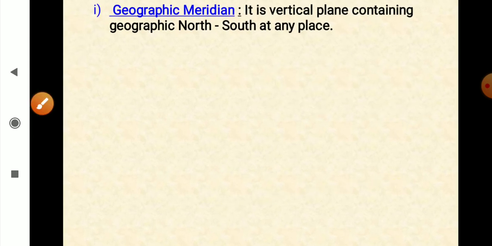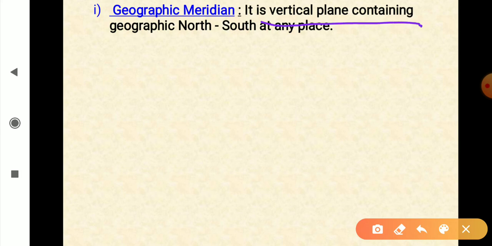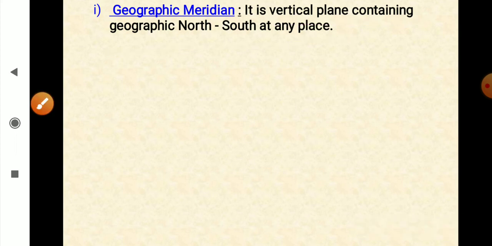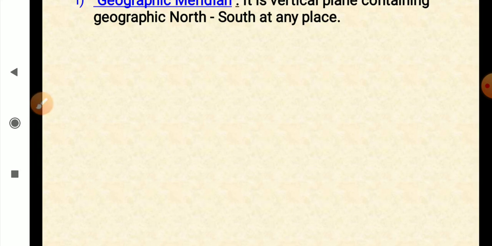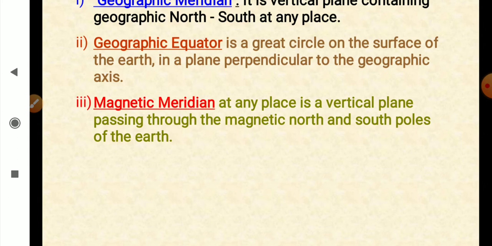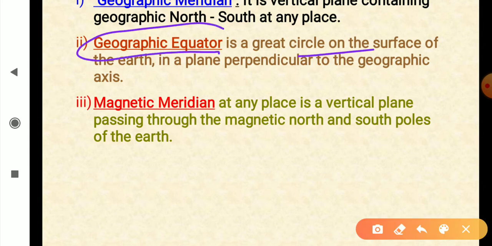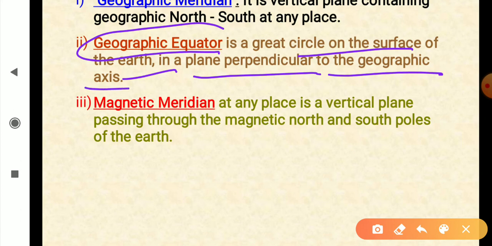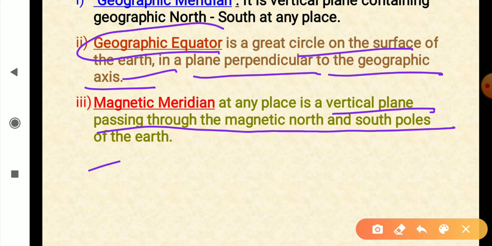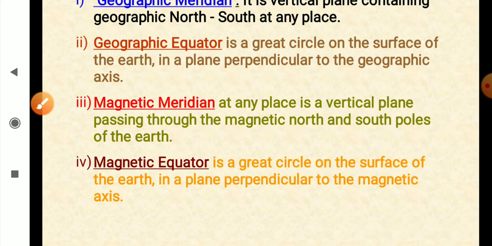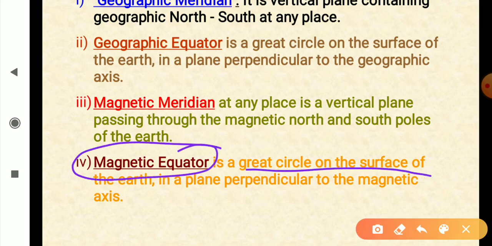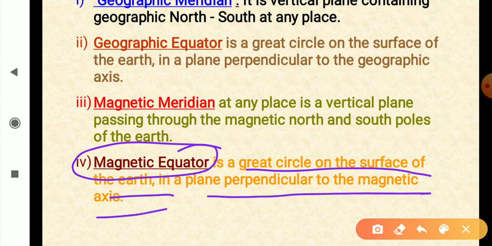So now some definitions. Geographic meridian is the vertical plane containing geographic north-south at any place. So if you have a vertical plane containing the geographic North Pole and South Pole, then that will be called geographic meridian. And geographic equator is the great circle on the surface of the earth, in a plane perpendicular to geographic axis. Now magnetic meridian, at any place, is a vertical plane passing through magnetic north-south poles of the earth. And magnetic equator, as I discussed, is a great circle on the surface of the earth in a plane perpendicular to magnetic axis.